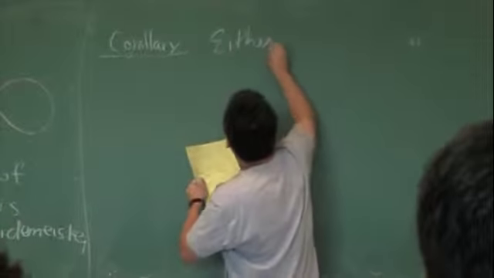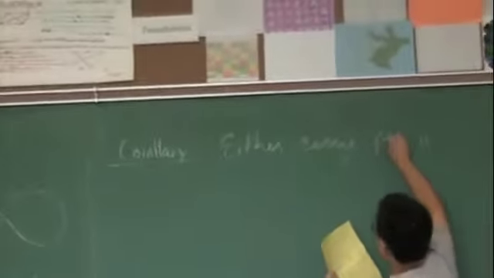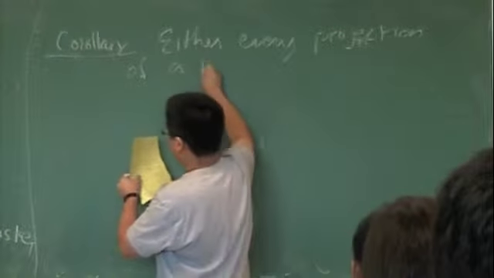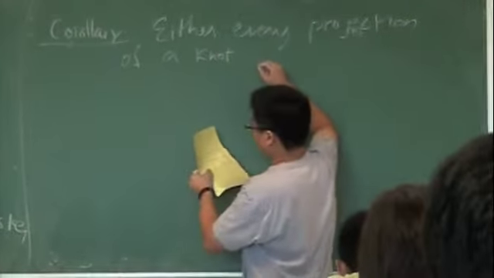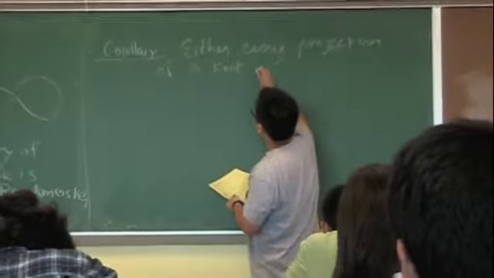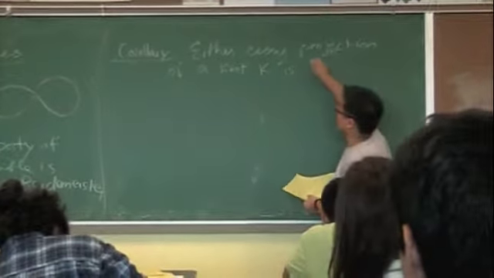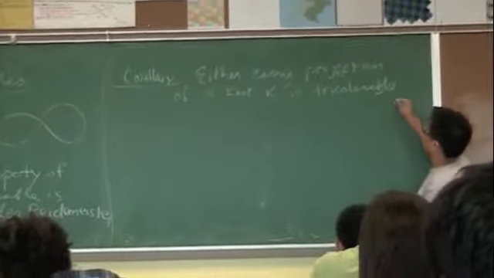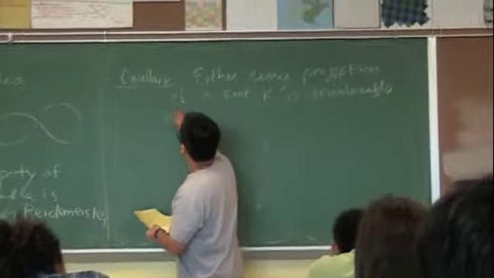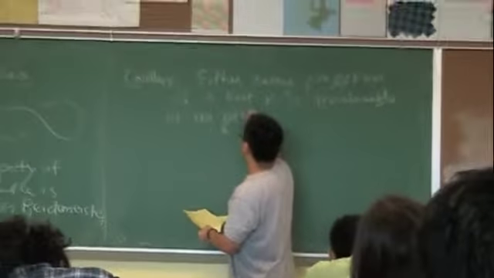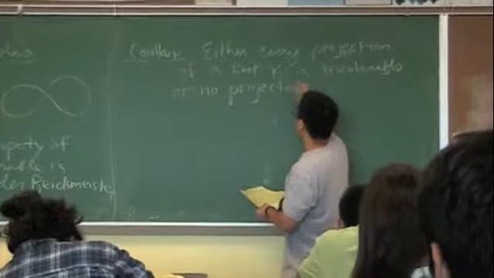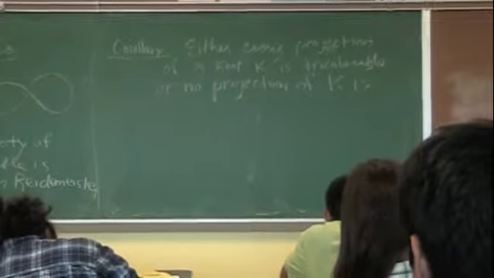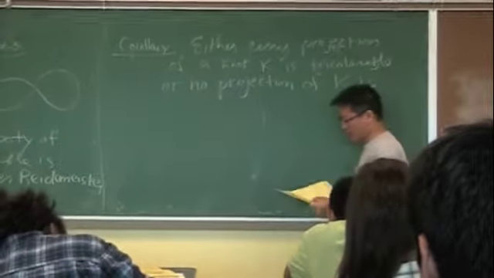Either every projection of a knot, let's say of a knot K, let's be a little precise, is tricolorable, or no projection of K is tricolorable. So it's like it's all or nothing.